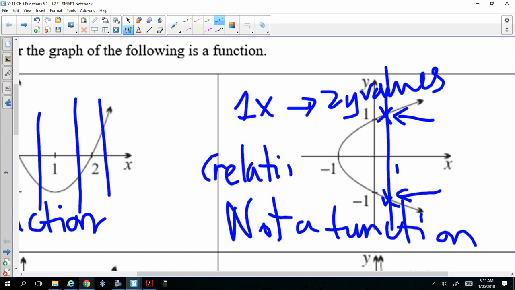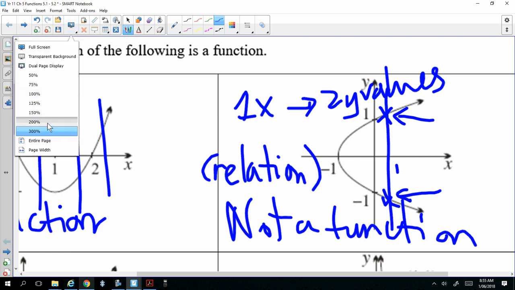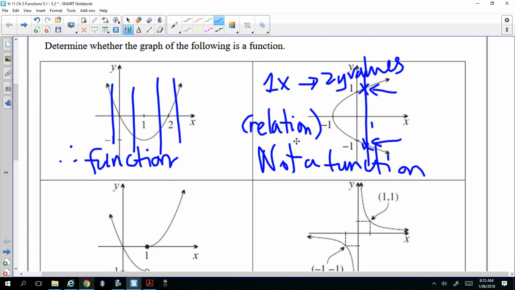So that's how we use the vertical line test. Any questions? So draw vertical lines. If it crosses more than once, at least twice, then we say it's not a function.